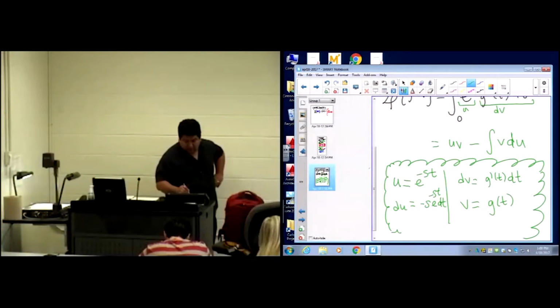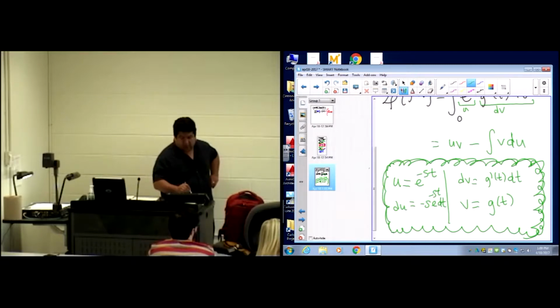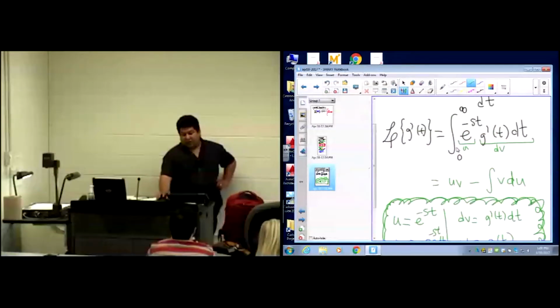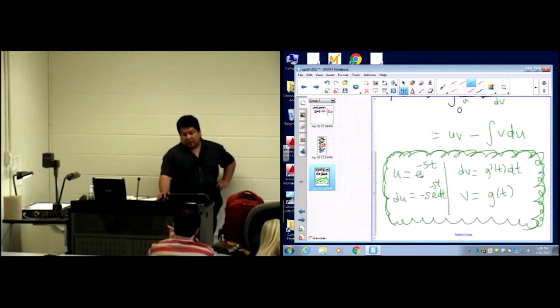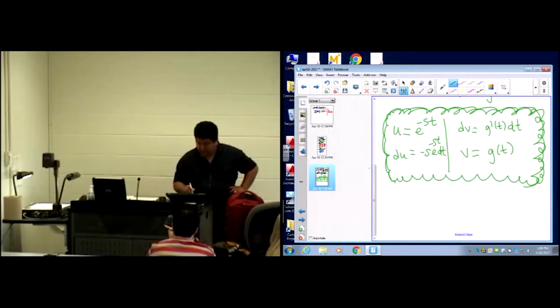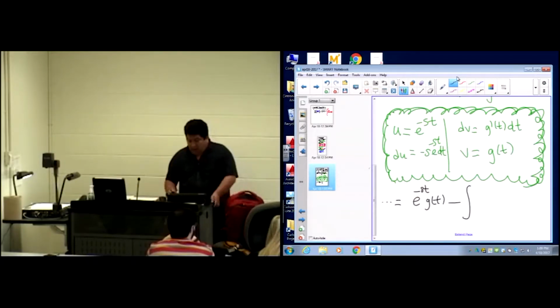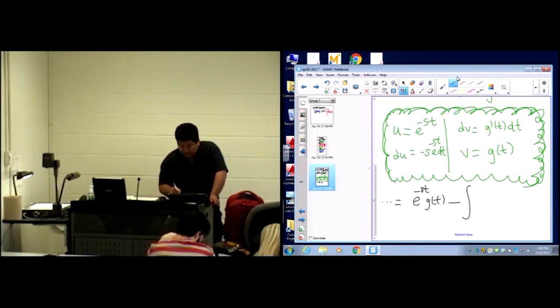So we multiply u times v. So now we continue. Dot, dot, dot. u times v would be e to the minus st times g of t, minus the integral of v du, which would be minus s e to the minus st dt, and then v here would be g of t. And we're doing everything here from 0 to infinity. So 0 to infinity. This is also evaluated from 0 to infinity.